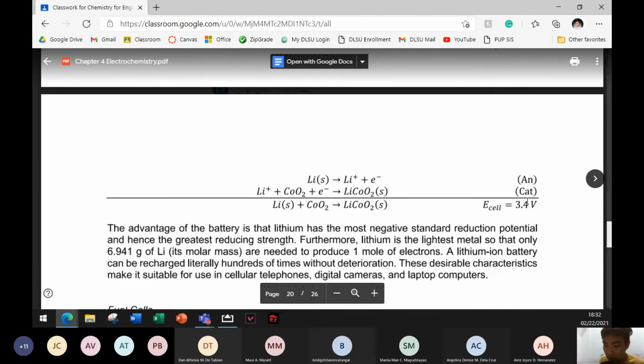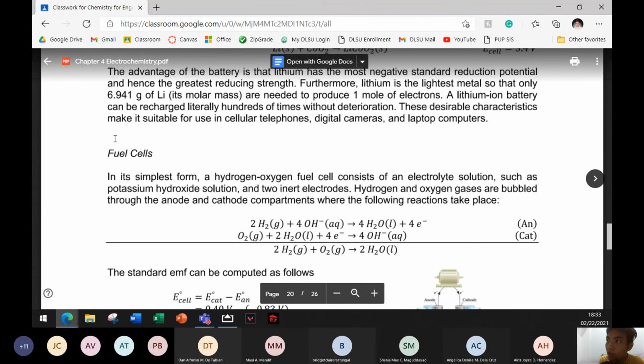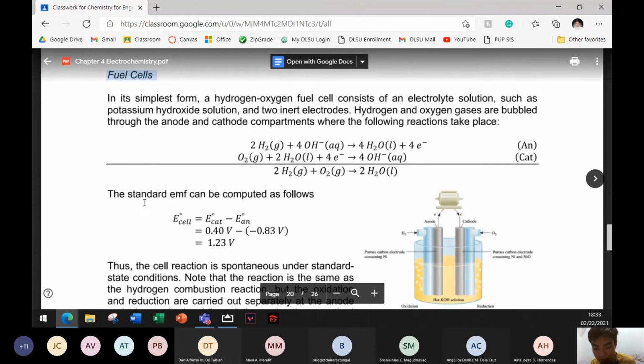Overall, they give a voltage of 3.4 volts, although it could be higher. Just change the concentration of your ions there. No? Baguhin mo lang yung amounts ng atoms mo dun. And then last one, we have the fuel cell.